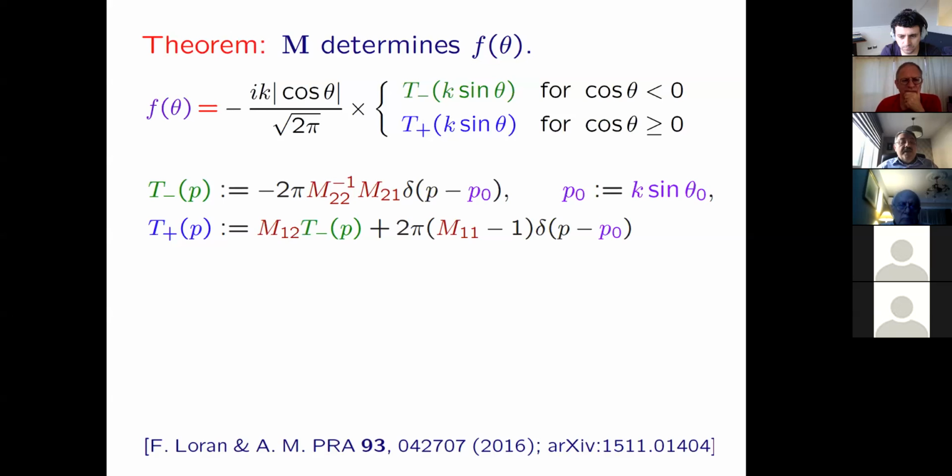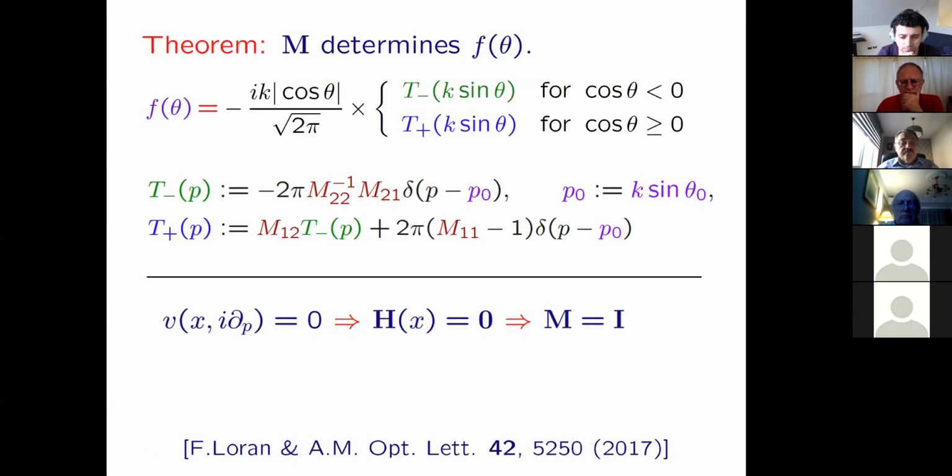So in order to solve a scattering problem using this method, first you need to calculate M, and then from M you get its entries. You solve an integral equation here, and then you get T minus and then T plus, and you substitute here, and you get the explicit solution for the scattering amplitude. I'll give examples, you'll see how it works.